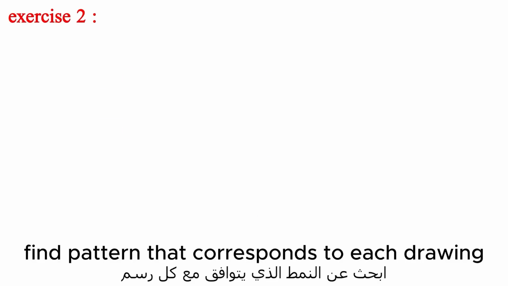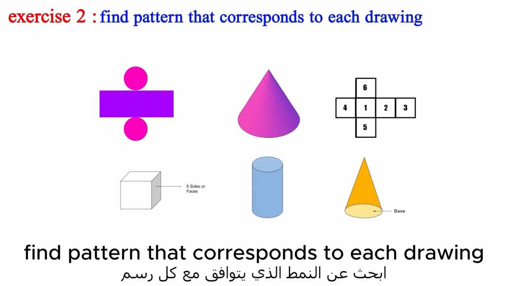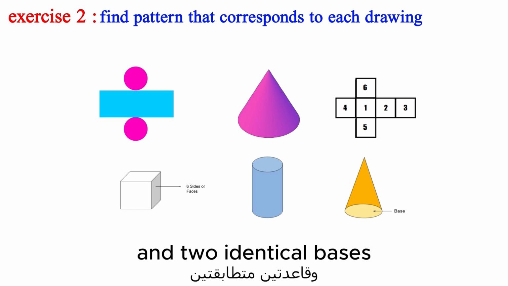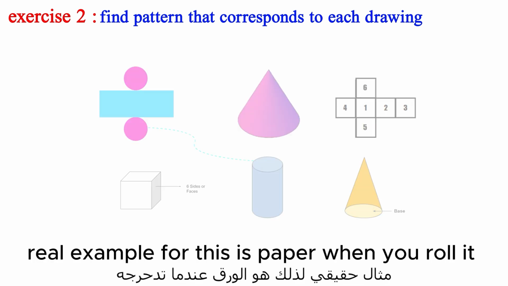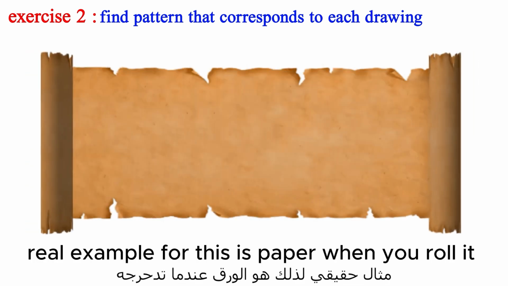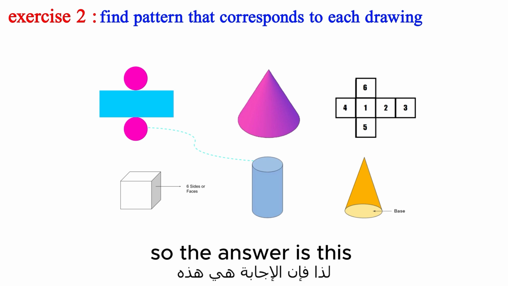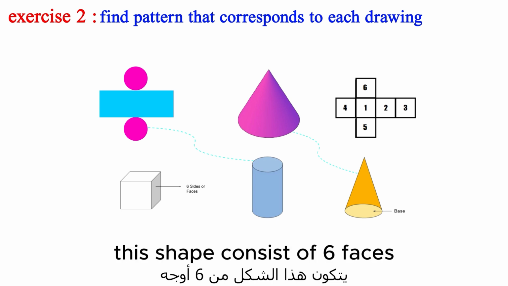Exercise 2. Find the pattern that corresponds to each drawing. 1. This shape consists of a rectangle and 2 identical bases. So this shape makes a cylinder. A real example for this is paper when you roll it. 2. We can directly see this shape is a cone, so the answer is this. 3. This shape consists of 6 faces, so it is a cube.